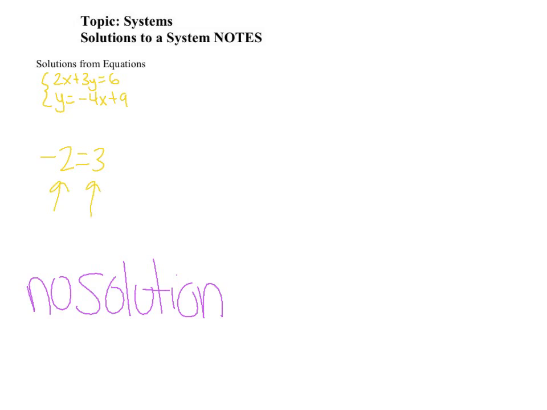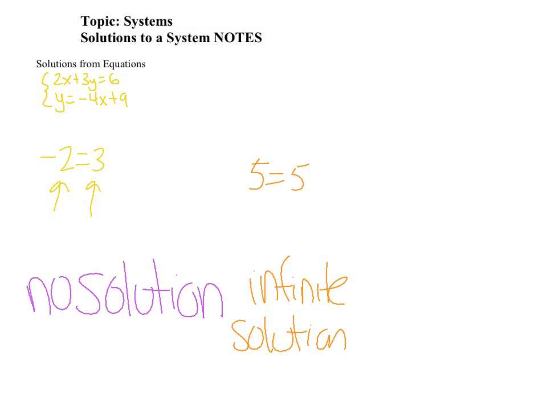The next one to look at, let's call it infinite solutions. Infinite solutions is when you have the system and you solve it and you come up with, let's say, 5 equals 5. In other words, you have a number equal to itself.